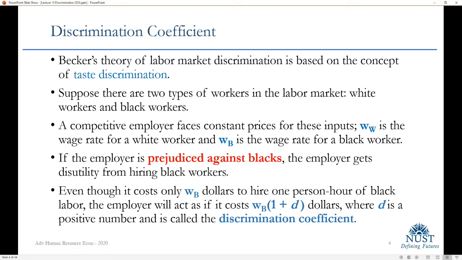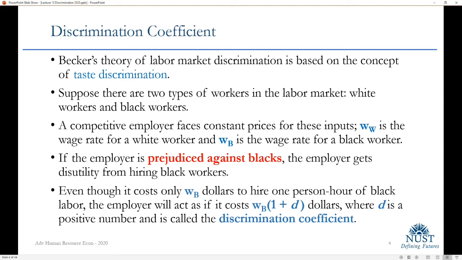Even though the black employee, in my example, is getting $100 and the white employee is also getting $100, for the employer, hiring a black worker is more expensive because the employer is not happy hiring him. So there is an economic cost also associated with hiring this person. Because he is not happy, his perceived wage, so notice this word, perceived wage, is higher than what he is actually paying. He's paying $100 from his pocket, but if he hired a white person, he would be happy hiring this person.